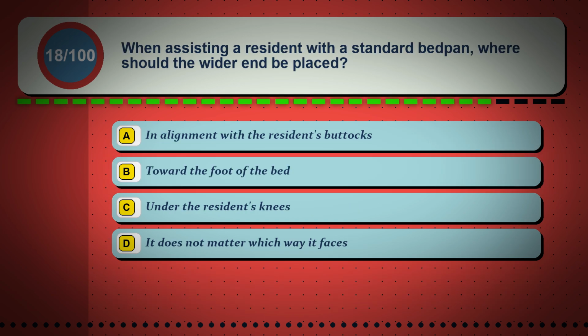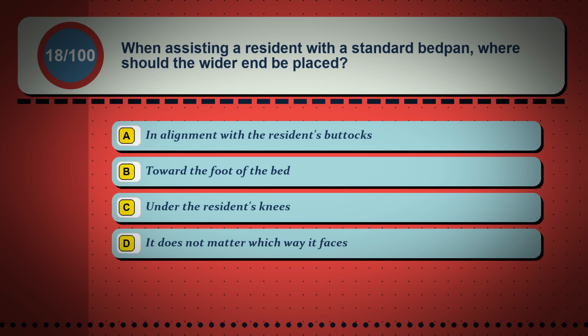When assisting a resident with a standard bedpan, where should the wider end be placed? Option A. In alignment with the resident's buttocks. Option B. Toward the foot of the bed. Option C. Under the resident's knees. Option D. It does not matter which way it faces.